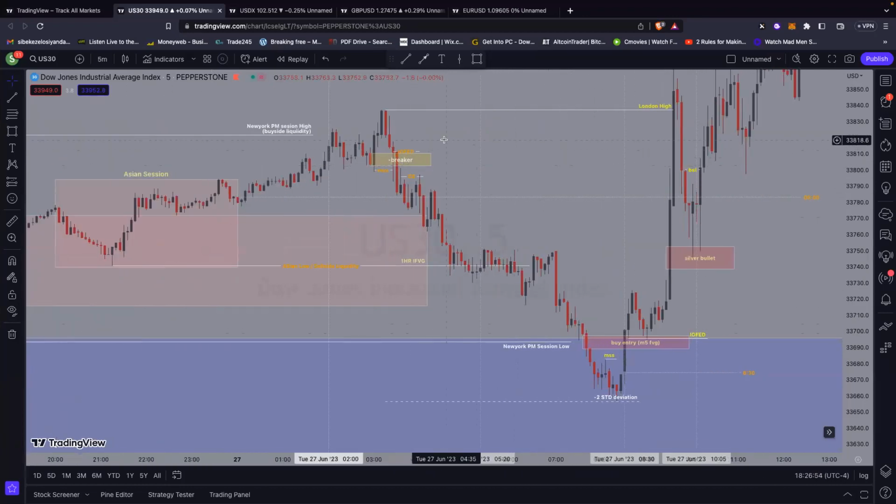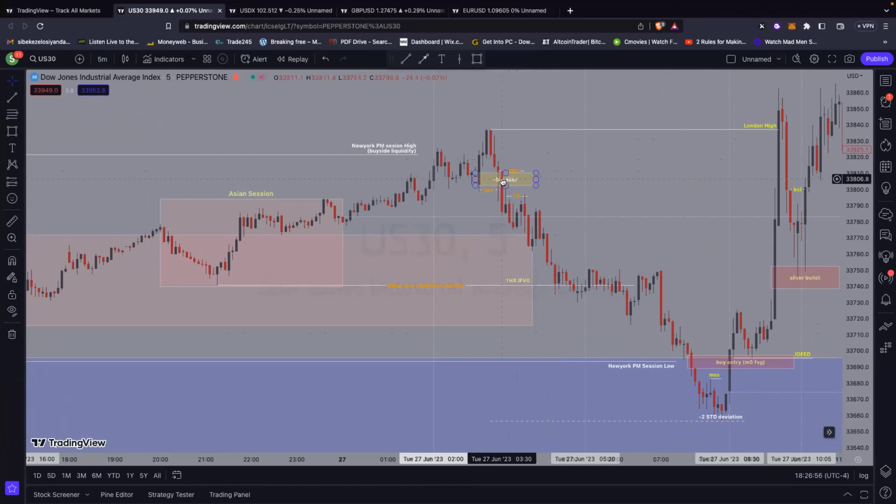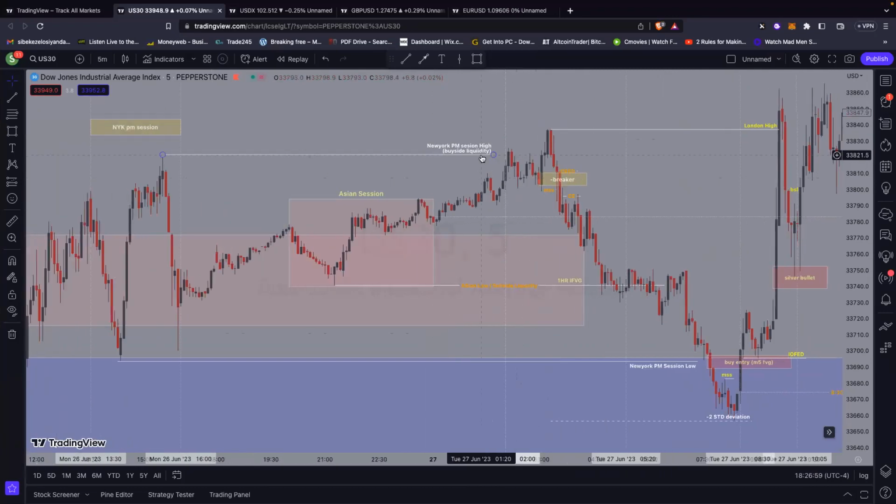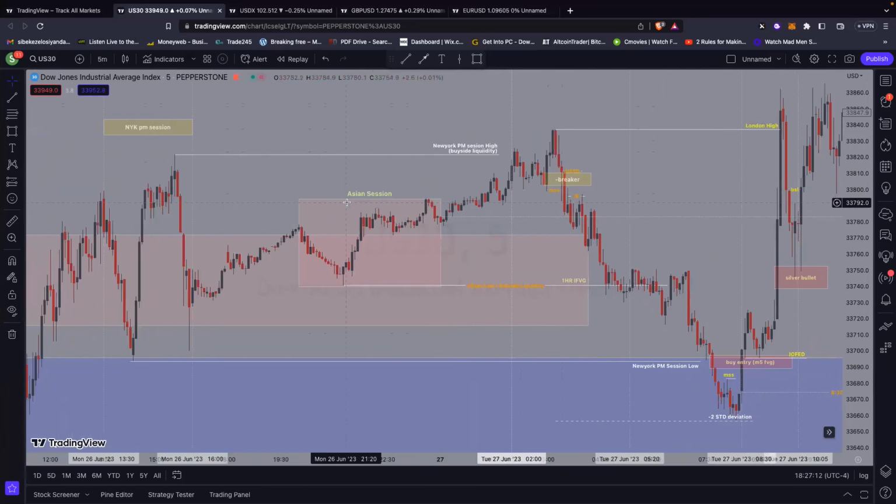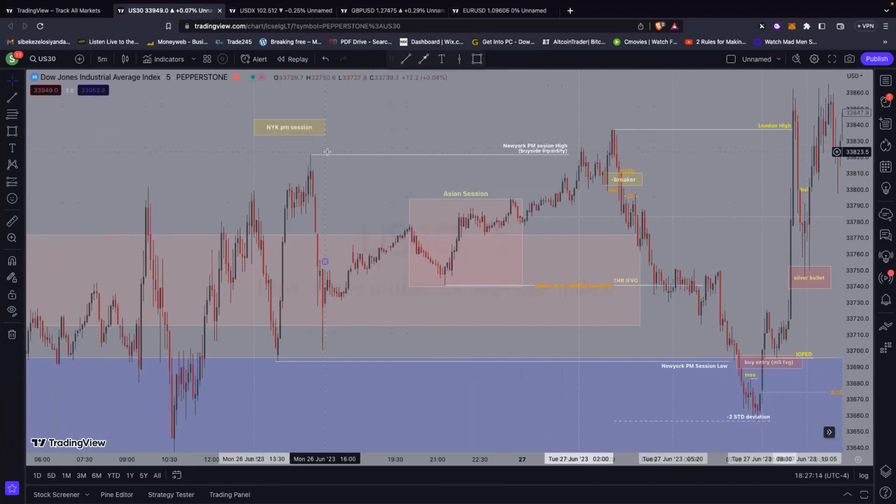I'm talking about this model, the breaker. You want to see liquidity being engaged at a specific time, and then you want to see a model. This is easy, man. You just highlight your times like this. You highlight the low and the high from here.